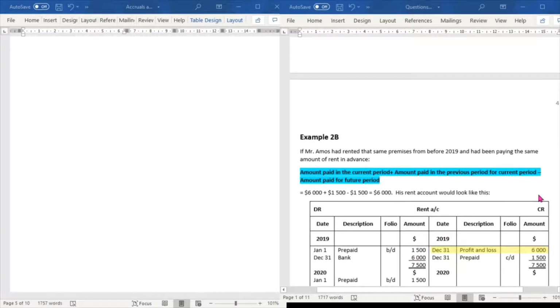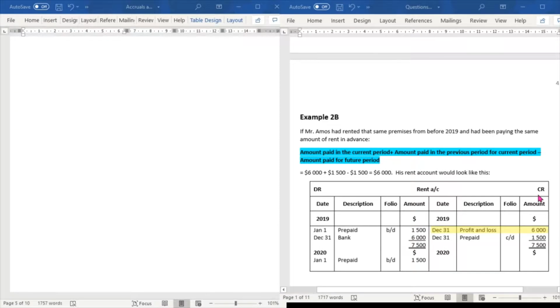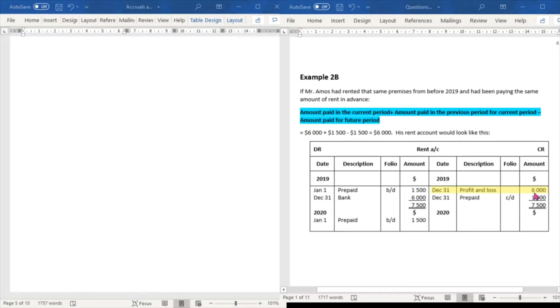Another example. Now, using the same information, if Mr. Amos had rented the same premises from 2019 and had been paying the same amount of rent in advance, this is what his rent account would look like. He would have started the year with an amount of $1,500 prepaid, paid from the previous period.